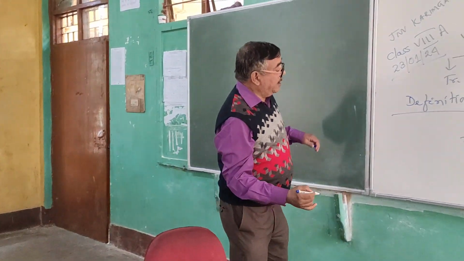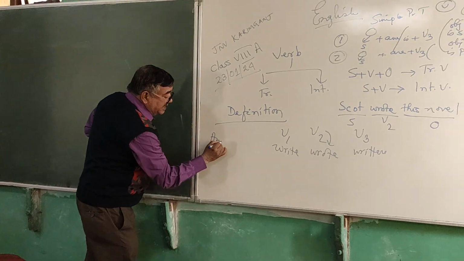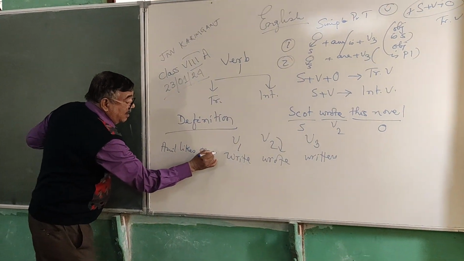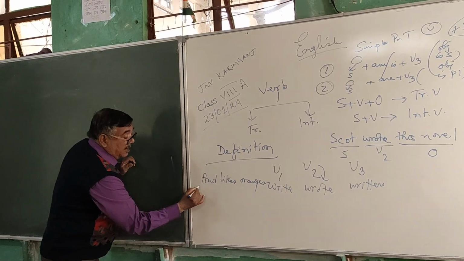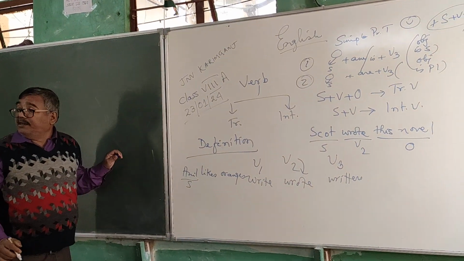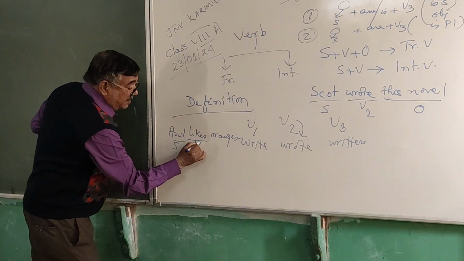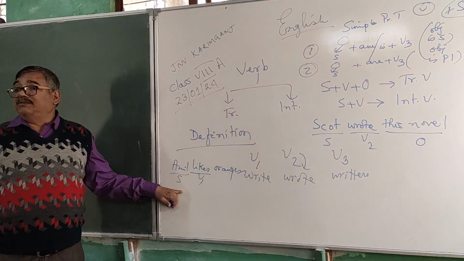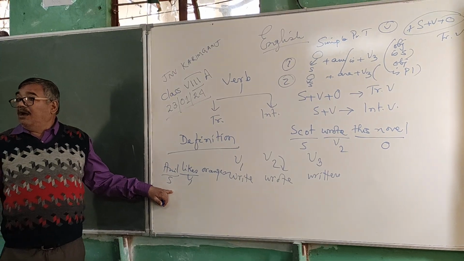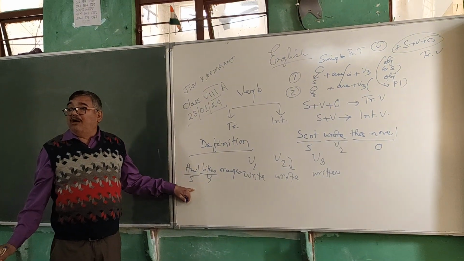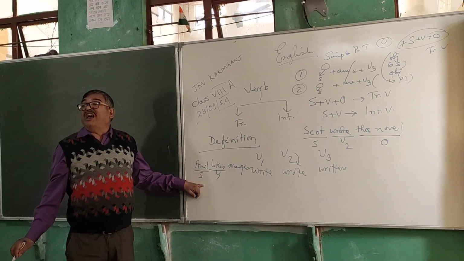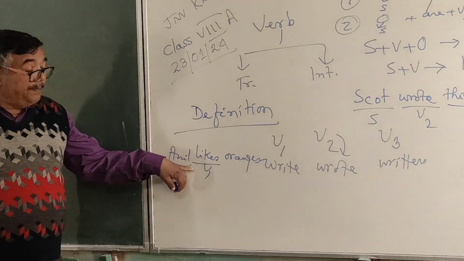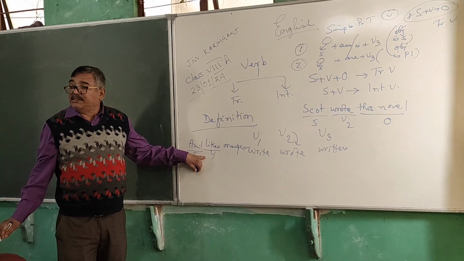Now, say the sentence is Anil likes oranges. Anil is what? Subject. Likes is the verb. Verb in which tense? Simple present tense. How can you make out? How is it comprehensible to you? Because with V base 1 I have added S.